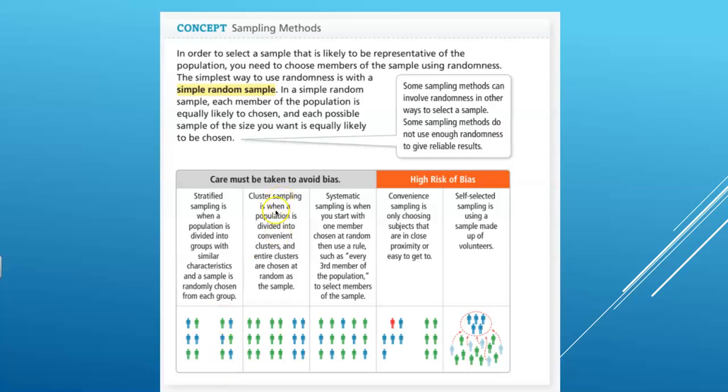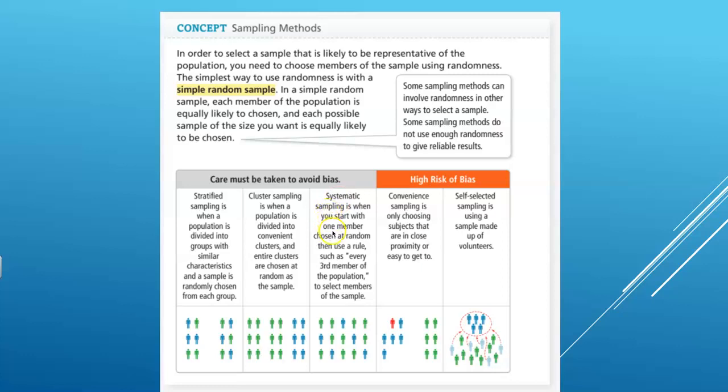Cluster sampling is when a population is divided into convenient clusters and entire clusters are chosen at random as the sample. So maybe you have a choir with soprano, alto, and tenors. And you were asking some questions from the choir, but you chose only the bass section, but you chose everybody in the bass section.